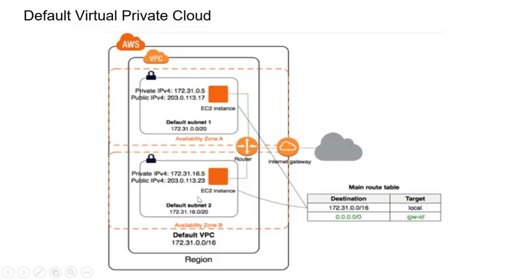Similarly, the same with the other subnet. Whenever it wants to connect to the internet, the request first goes to the router. The router verifies whether it can connect to the internet or not. It will check the internet gateway entry. If it is available, only then will the router forward the request to the internet gateway.